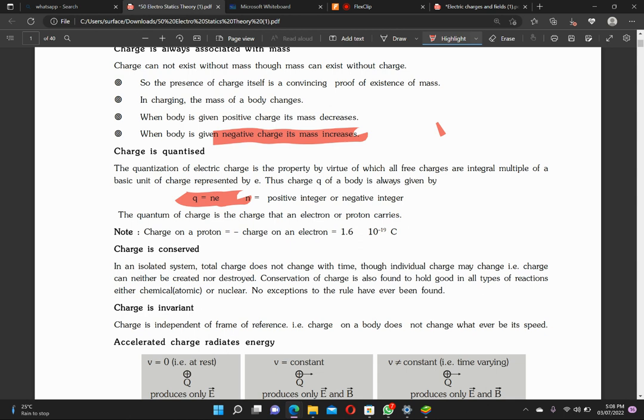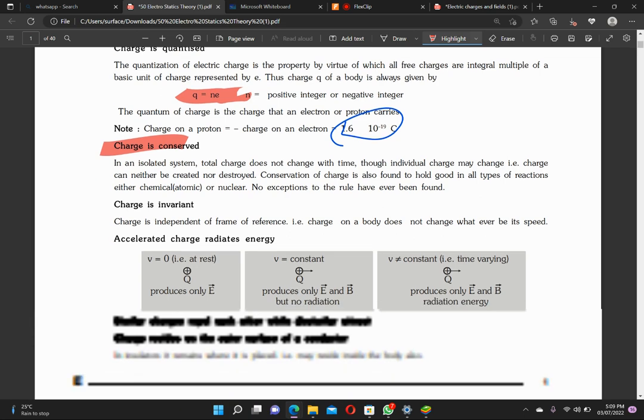Now, the charge on a proton equals minus the charge on an electron. Just remember this value, 1.6 into 10 power minus 19 coulombs. Charge is conserved. We know this. Charge is invariant. Accelerated charge radiates energy.